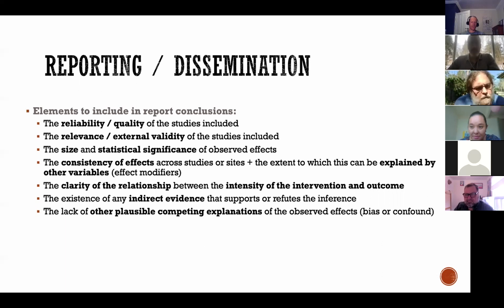How consistent are those findings? Even though the overall effect might be a positive one, there's actually a lot of variation. Why is there that variation? So you need to talk about the consistency of effect, and what might be influencing it. You also need to consider other plausible explanations that could be explaining the patterns that you're observing.